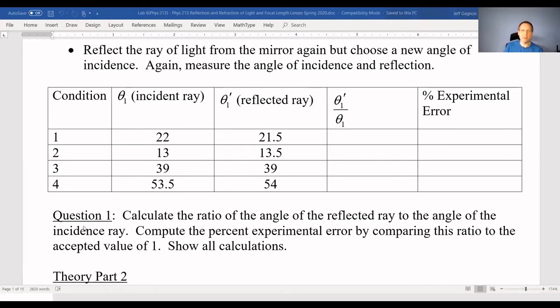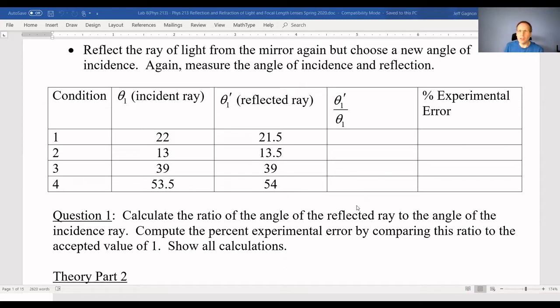So what you guys have to do, and this is question 1, is calculate the ratio of the angle of reflection to the angle of incidence. That's theta 1 prime over theta 1. So you're going to divide the angle of reflection by the angle of incidence. And then you want to compare it to the gold standard. But what is the gold standard? Well, remember, in theory, the angle of incidence should equal the angle of reflection. So the gold standard for that ratio should be 1. You want to compare your results to 1, and compute a percent experimental error for those 4 conditions. Hopefully they're fairly small, 5% or less.